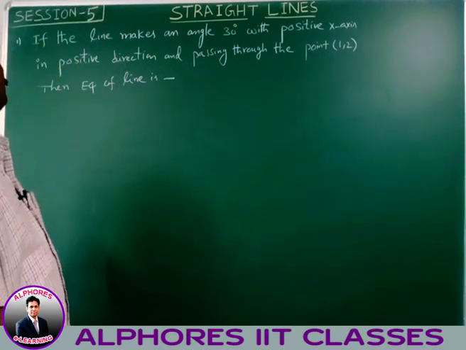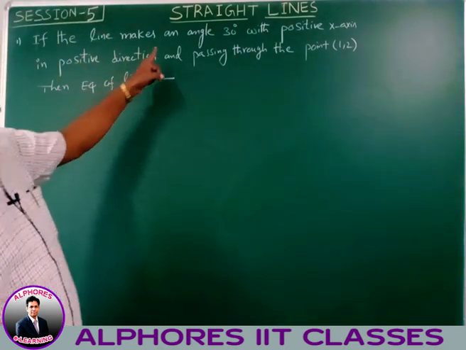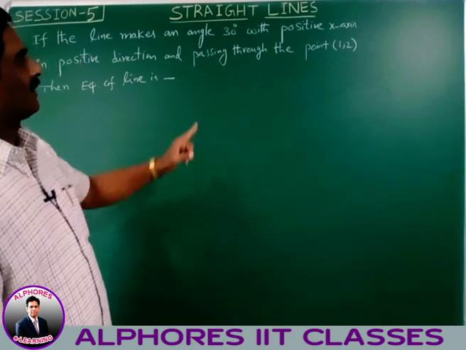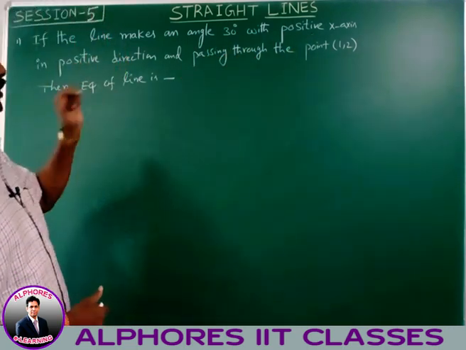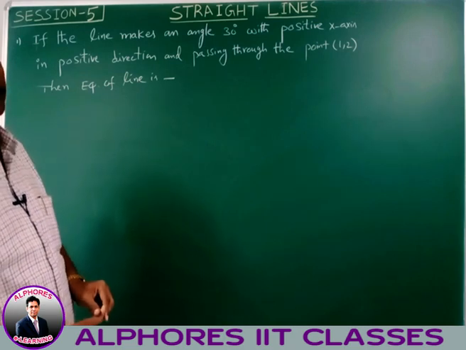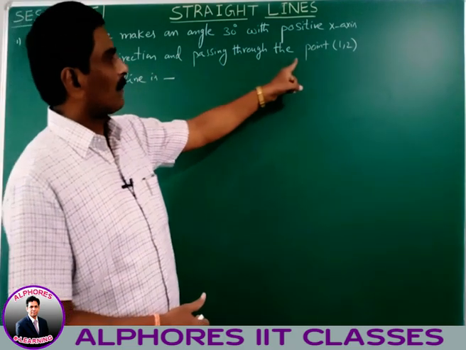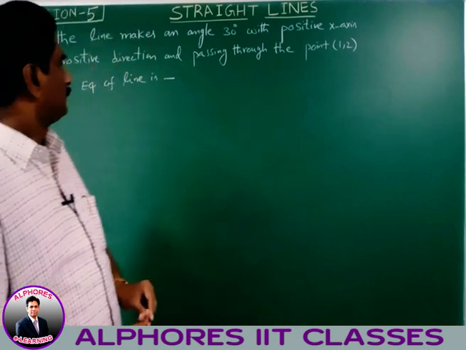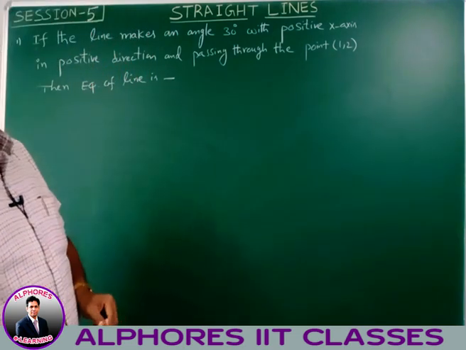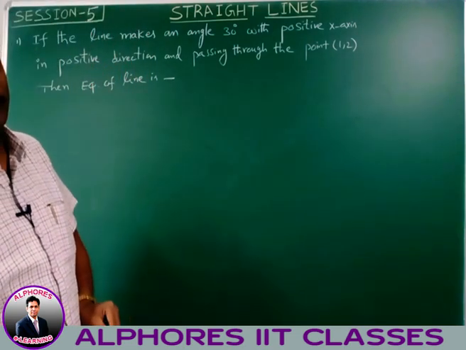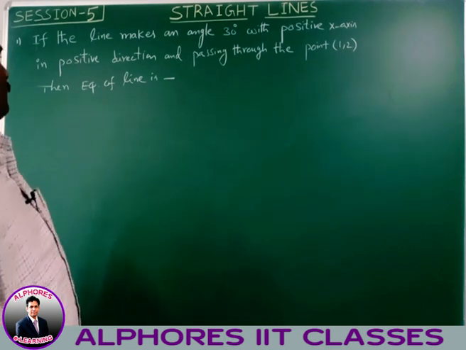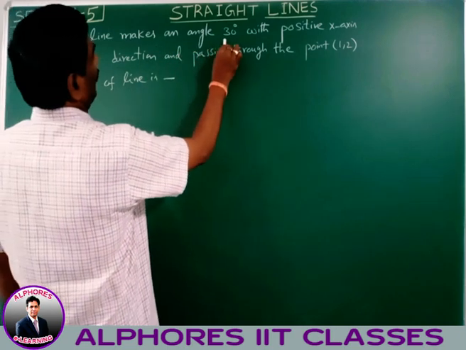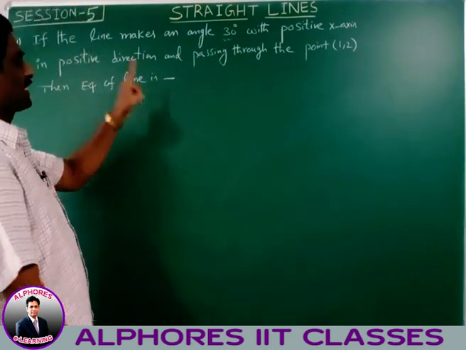First one: if the line makes an angle 30 degrees with positive x-axis in positive direction and passing through the point (1, 2), then the equation of the line is dash. In this case, the line makes an angle 30 degrees with positive x-axis in positive direction.